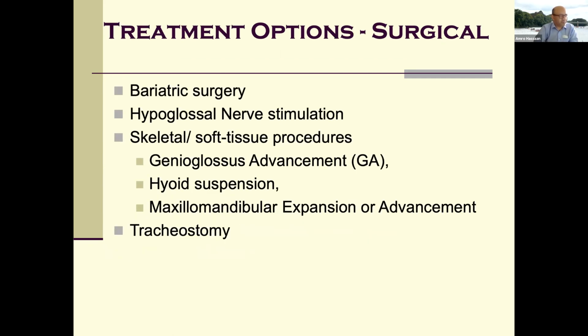Other treatment options that are non-ENT are bariatric surgery to reduce your BMI, and hypoglossal nerve stimulation, which is a direct stimulation of the hypoglossal nerve, resulting in increased tone of the tongue muscle. We can then have skeletal soft tissue procedures under MaxFax, and we'll see some examples of those. And of course, the ultimate treatment for obstructive sleep apnea, tracheostomy.